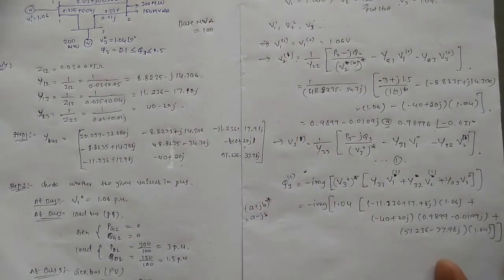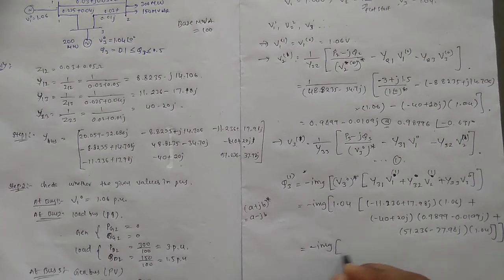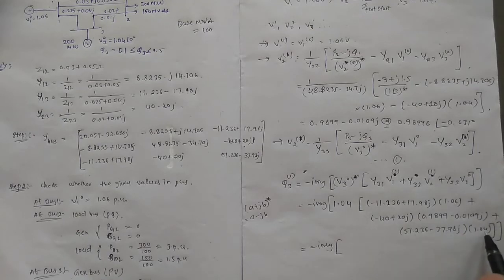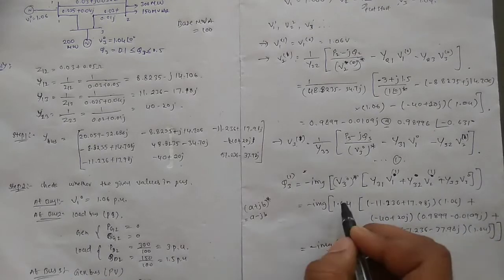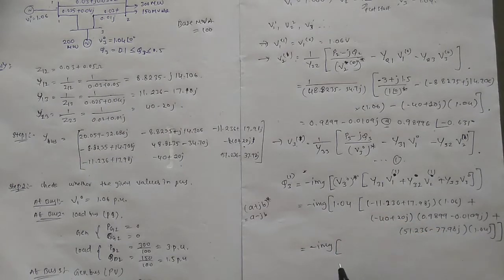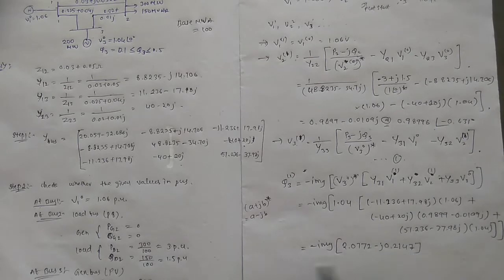After substituting all those values, after calculating these inner values, first we need to calculate all the multiplications and additions in this bracket, and we need to multiply the whole answer with this. We'll get the total answer, that is 2.0722 minus j 0.2147. We'll get it like this.